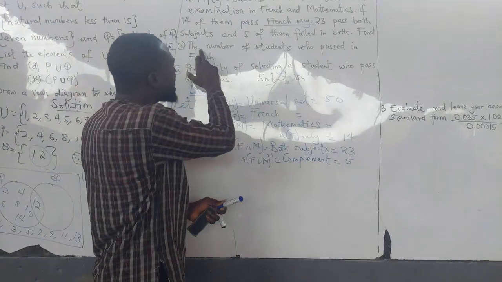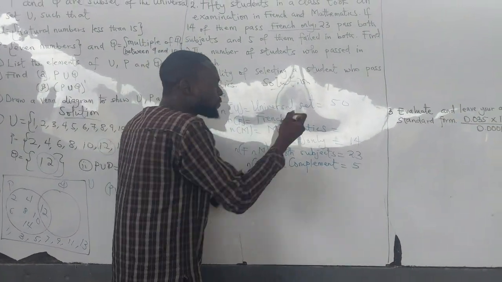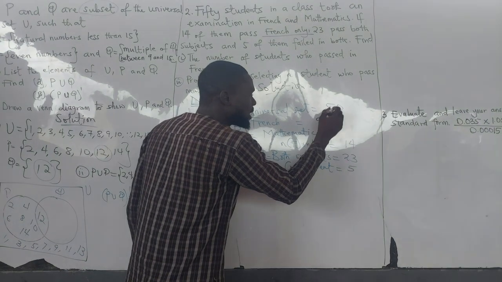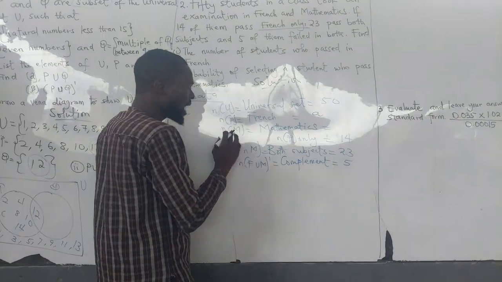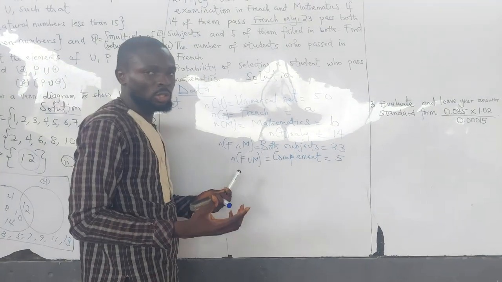to find. I've been asked to find the number of students who passed French. And those who passed French, you don't know. So we can say, let those who passed French be A. And let those who passed mathematics be B. Now what do you do?